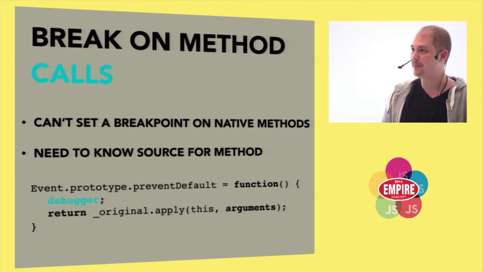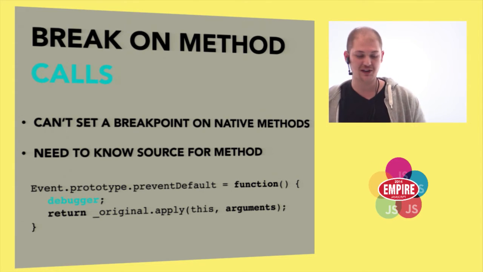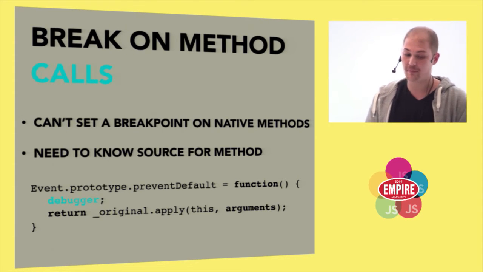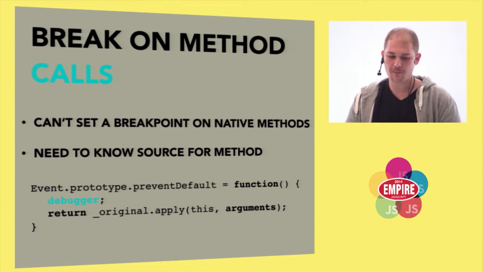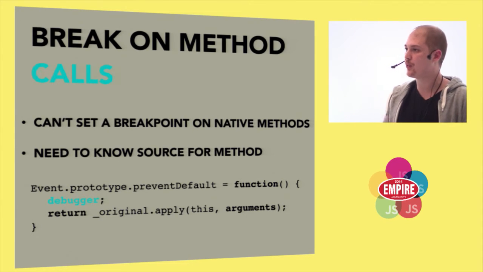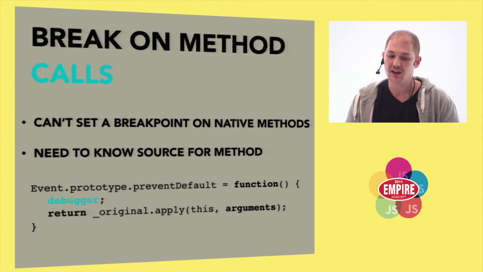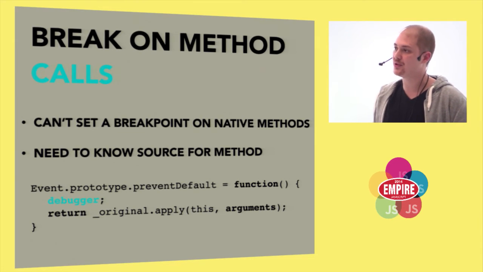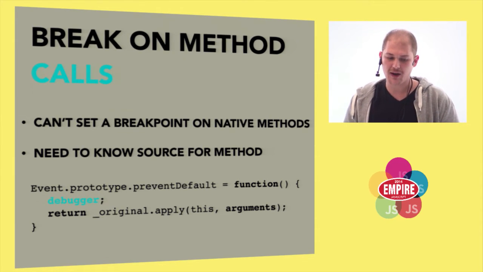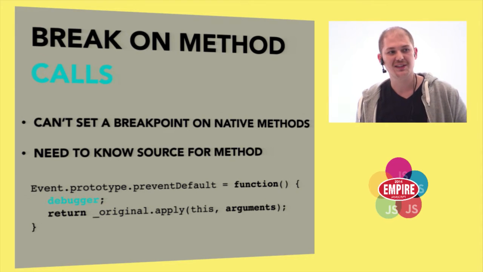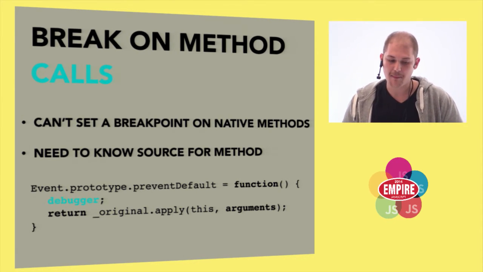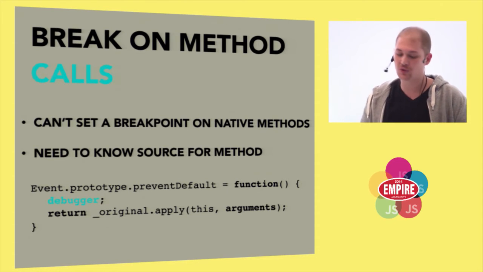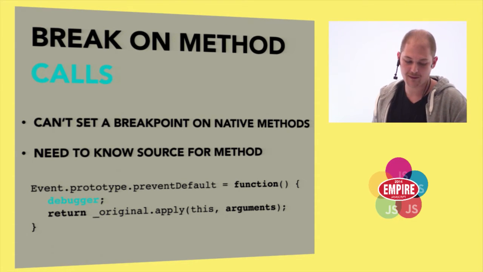So the first trap that I'd like to share with you is breaking on methods. So traditionally, when you want to break on a method call, what you do is you go to the source, you set a breakpoint, and that's fine. But native methods do not have a source. So there's really no way to set a breakpoint on a native method. And you always need to know the source of the code that you're setting a breakpoint on.